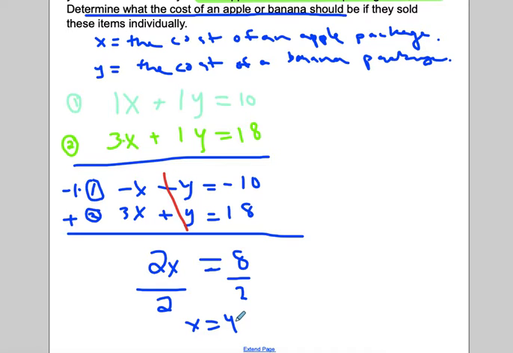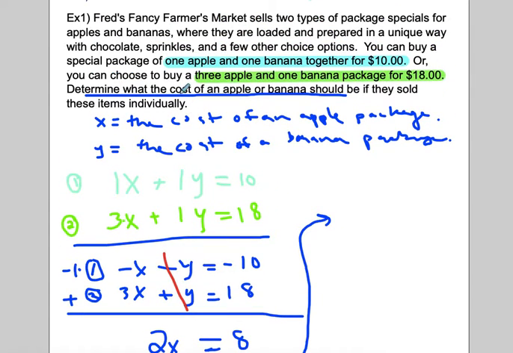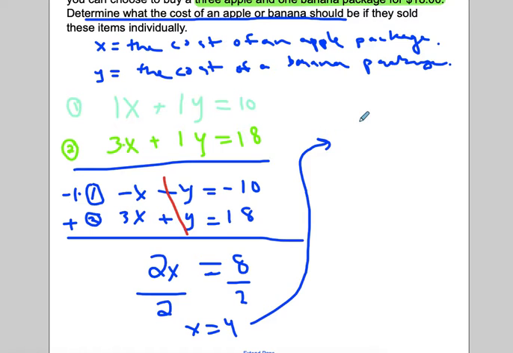Now you say, okay, what does x represent? X represents the cost of an apple package. So he'd be selling his apple packages for $4 a pop. Now that we know that, are we done? Nope. We got to determine the cost of an apple or banana. So I found the cost of an apple, now I got to find the cost of a banana. So we're going to take this value that we got for x equals 4, and we're going to plug it in.